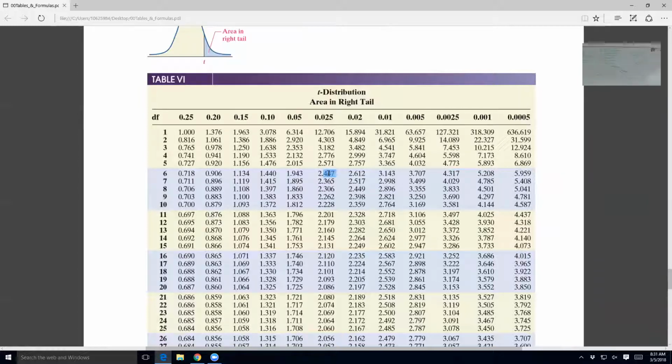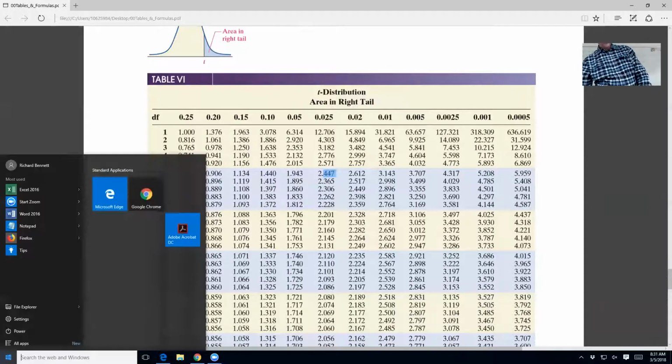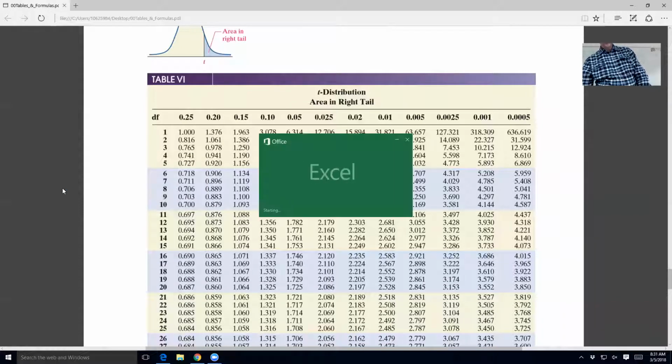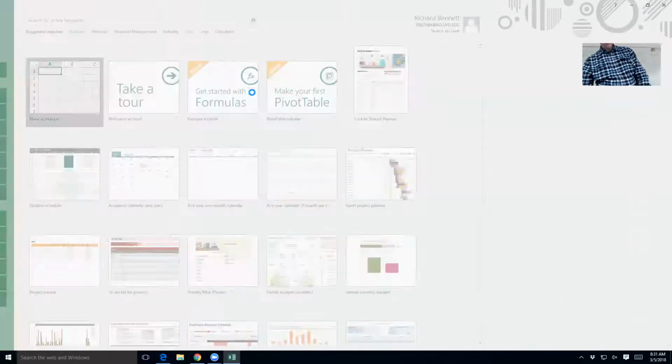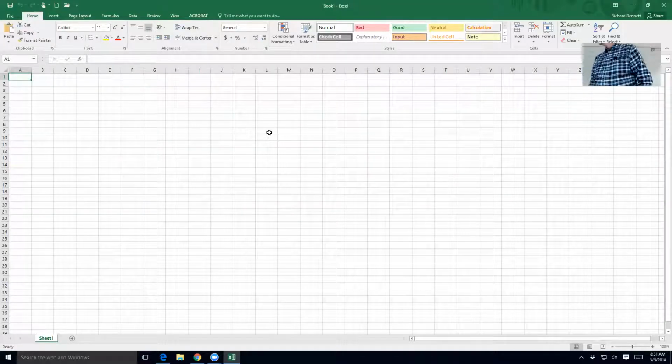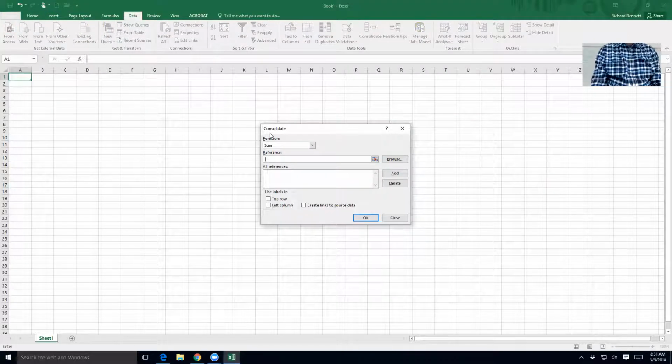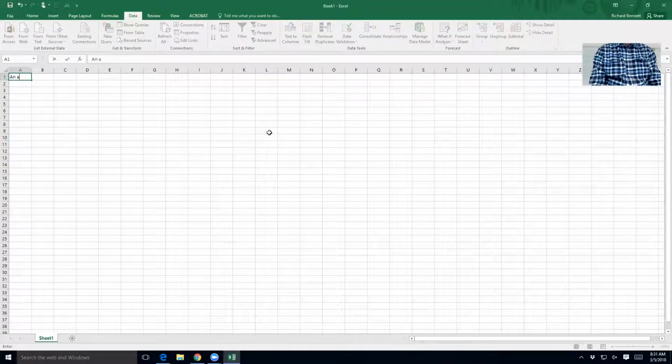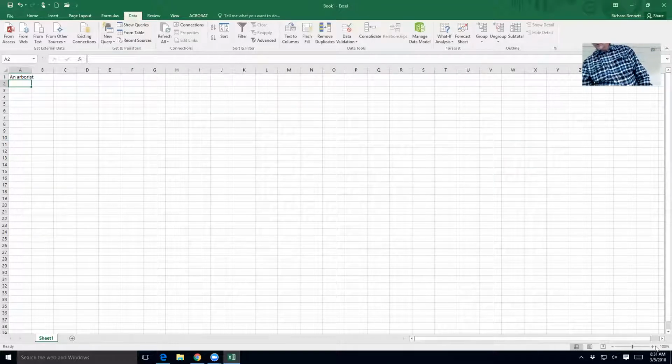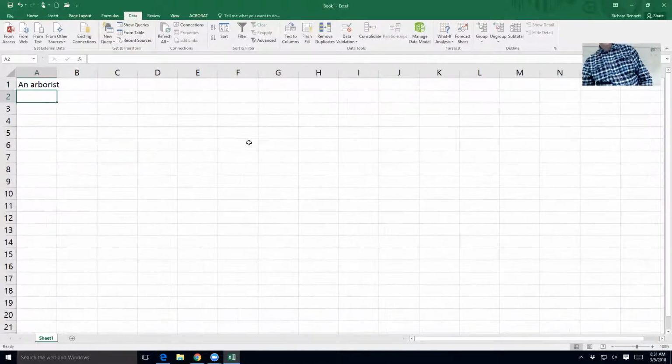See if that fixes the board. Okay. All right. So while the computer boots back up, let's do an example. Go ahead and open up your Excel. Let's say that I'll read this aloud. An arborist, oh my goodness, an arborist. There we go, we're back.